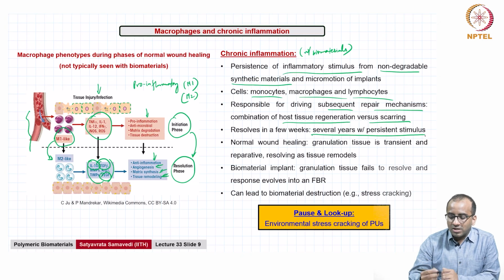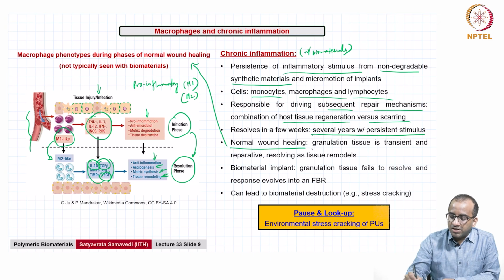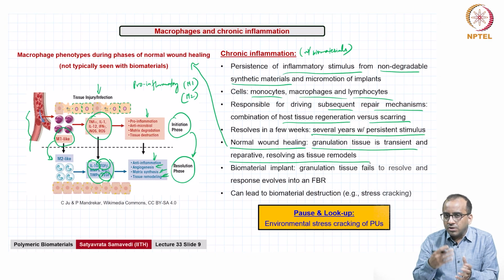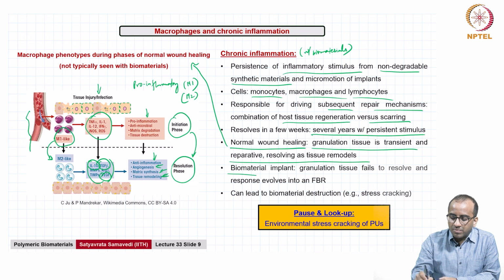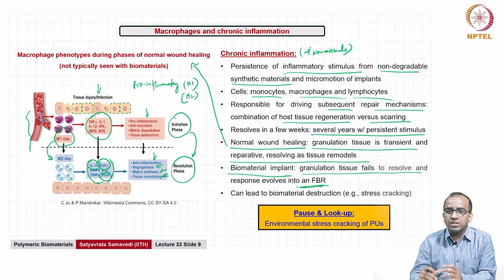Just again to contrast this, in a normal wound healing scenario, the granulation tissue is transient and reparative, and it resolves as the tissue remodels and new matrix gets deposited with a stable blood vessel network. But in a biomaterial implant, the granulation tissue typically fails to resolve and the response evolves into a foreign body reaction. That is what constitutes the chronic inflammatory phase associated with implanted biomaterials. Again, FBR is seen almost always. FBR per se is not the problem. It is the severity of the FBR that determines the outcome of the implantation.